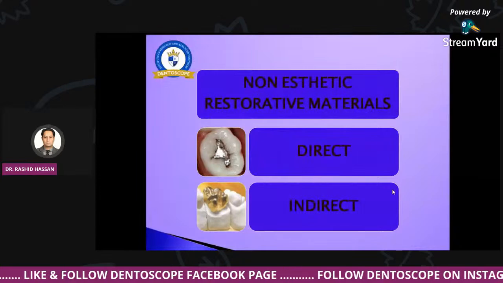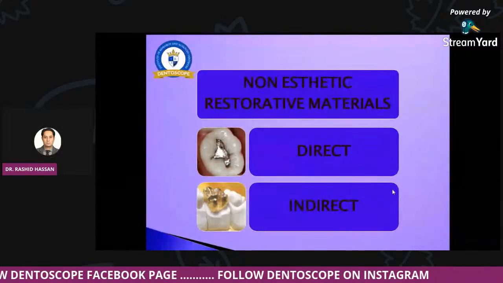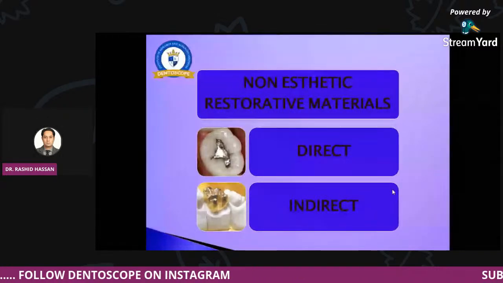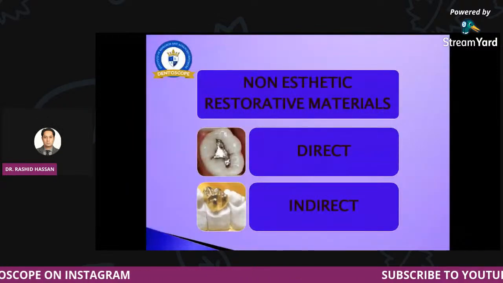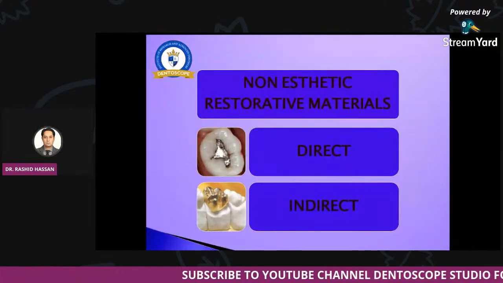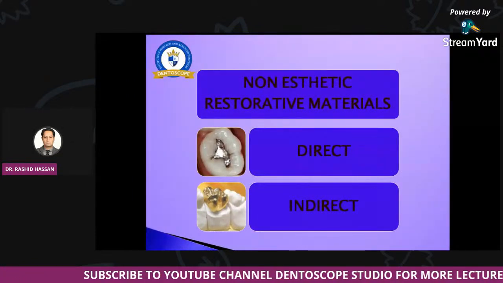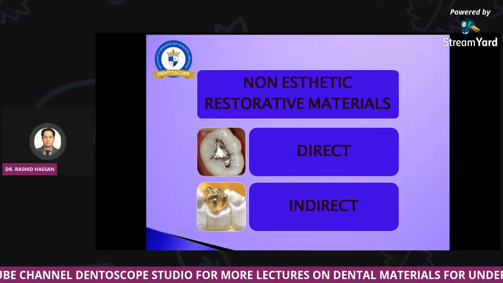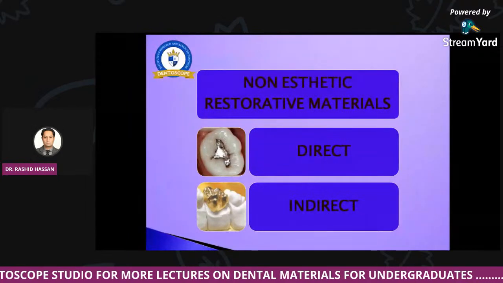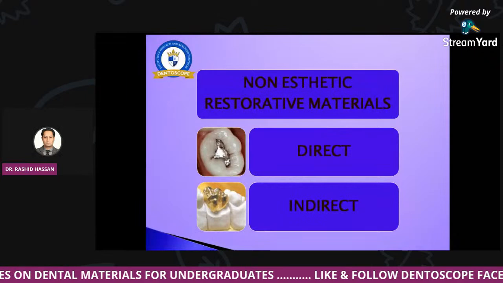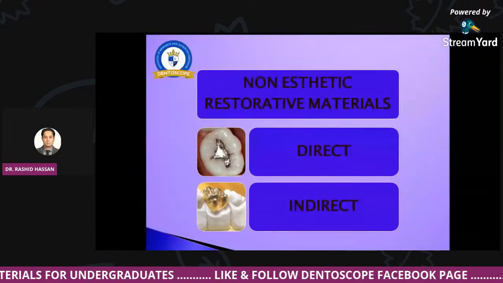And as it shows clearly, if aesthetics are the main concern, then the restoration should match exactly with the natural tooth structure. That's why it is called an aesthetic restorative material. And if it is not matching with the adjacent tooth structure, then it is non-aesthetic.